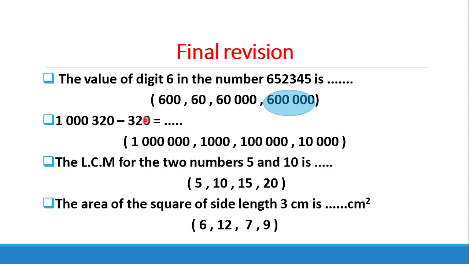The next one, 1,320,000 minus 320, of course equals, yes, 1 million. The lowest common multiple for the two numbers 5 and 10. The lowest common multiple.